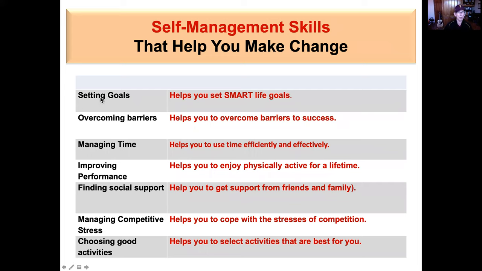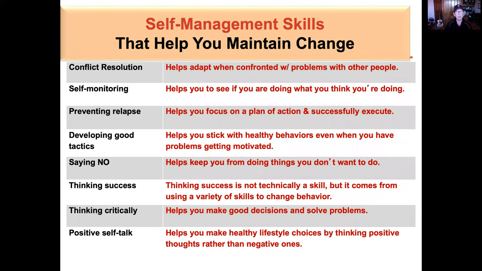Skills that help you make change: setting goals, overcoming barriers, managing time, improving performance, finding social support, managing competitive stress, and choosing good activities. All of these can be classified as social emotional learning. And self-management, a primary component of the CASEL model, these were developed in a different model, as I'm showing you now. And the final list includes self-management skills that help you maintain change. So you can see this association to the various models of social learning theory and others.